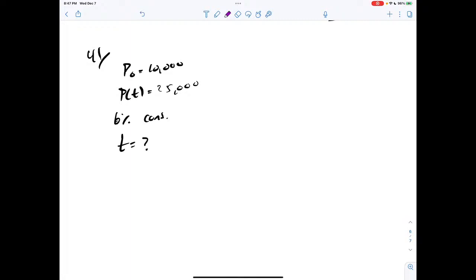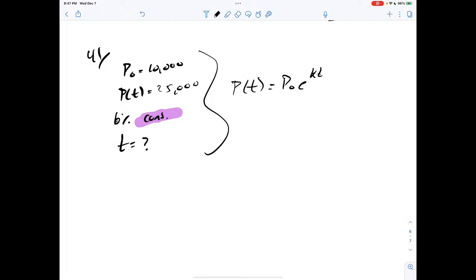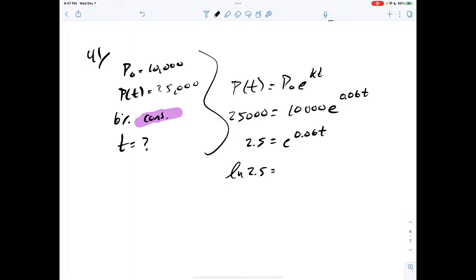Right away, they use the word continuous growth. So because it said continuous growth, I go right to my continuous growth model, e to the kt. P at T is 25,000. That's what I'm ending up with. I start off with 10,000. It's continuous growth, so I have my natural base of e. This is 0.06 times T. So now that you've subbed everything in, you're solving for T here. Divide across by 10,000, and you're going to get 2.5 is e to the 0.06t. And then you take the ln of both sides.